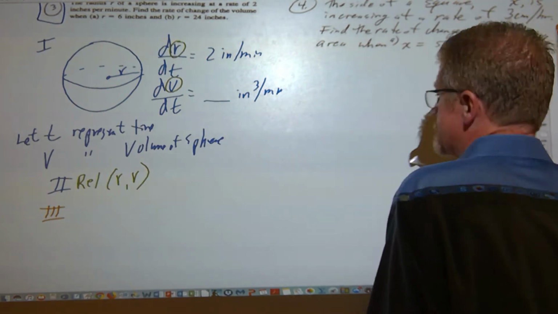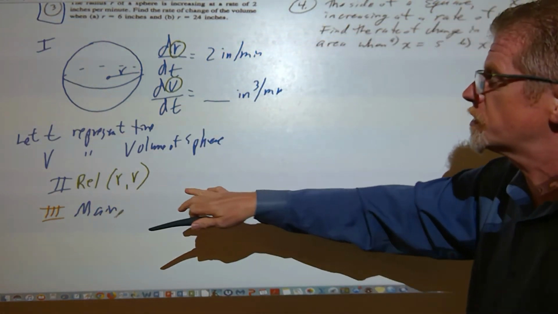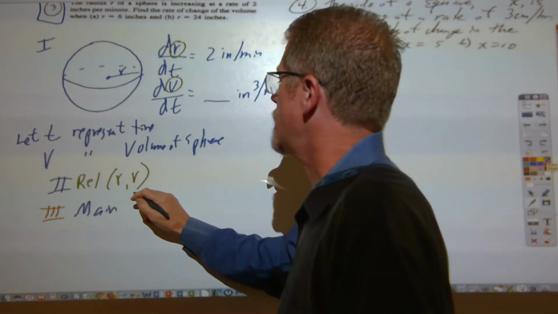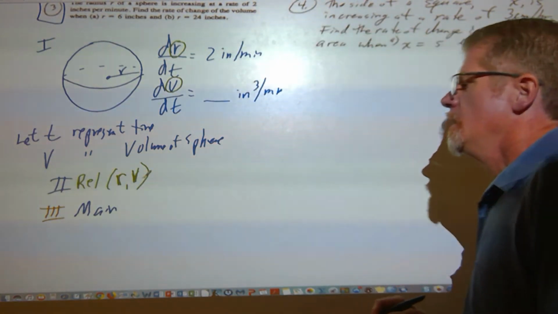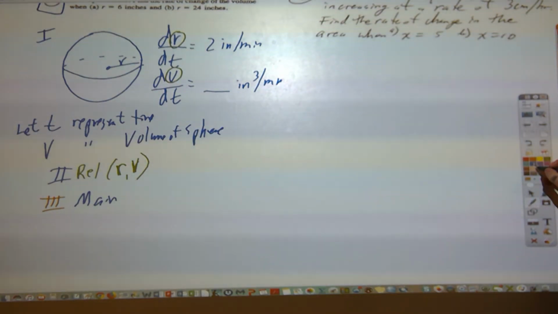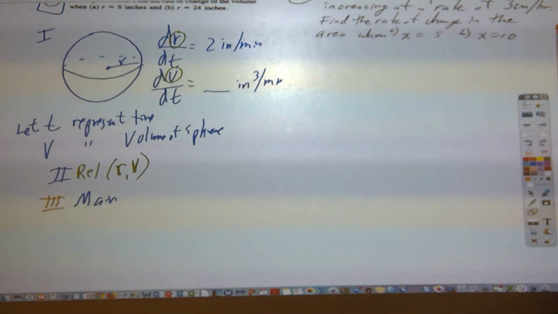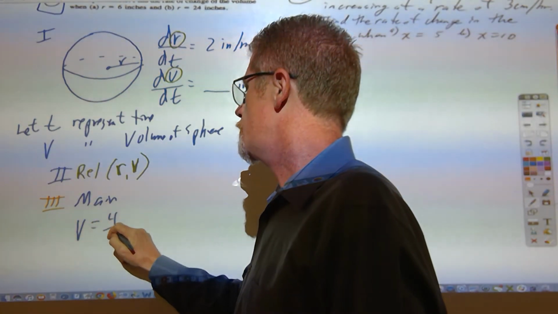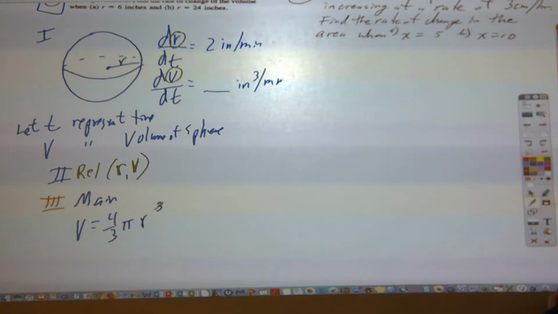Roman numeral 3 is basically the main equation. And the main equation is always a mathematical relationship between the variables that are stated in 2. Again, my R and V look too similar. R and V. Now, maybe you forgot the formula for volume, but if this were an AP problem, they would give it to you. Volume equals 4/3 pi r cubed is the formula for the volume of a sphere.